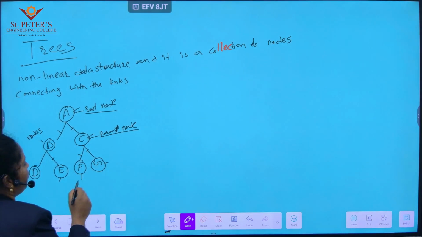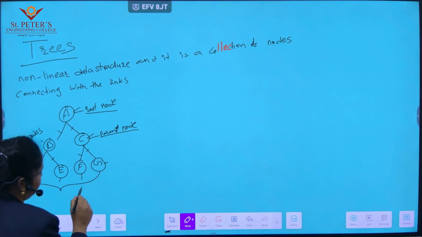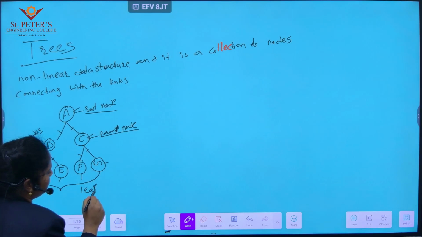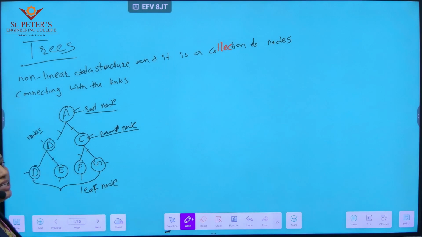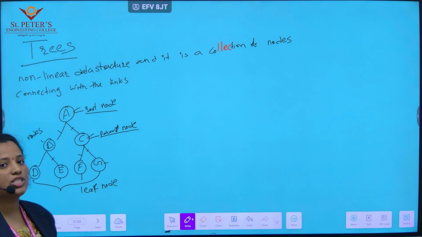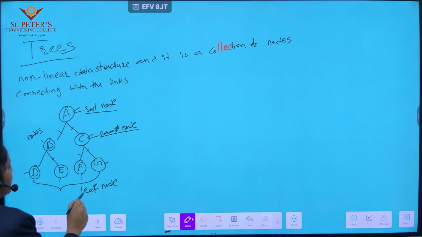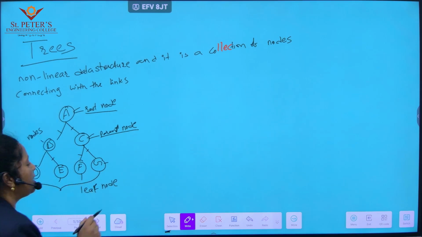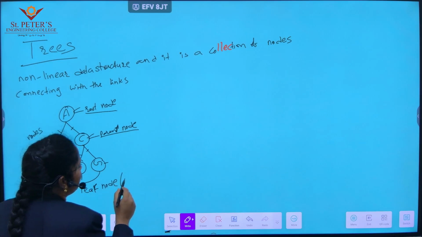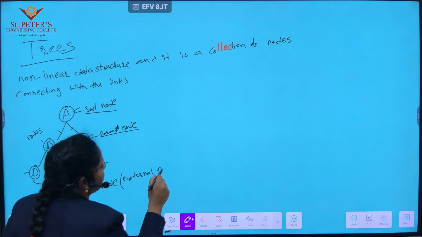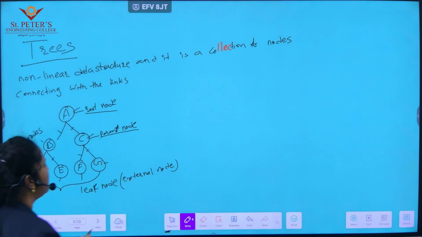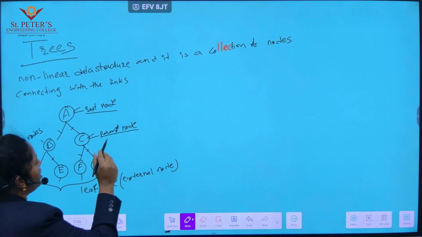And leaf node. A leaf node is a node that does not have any child nodes. In general, in every tree diagram, the last nodes are called leaf nodes, and we also call these external nodes.